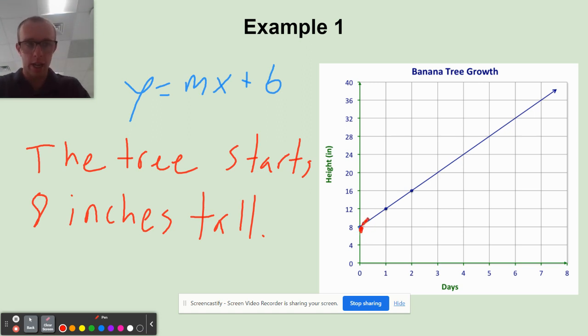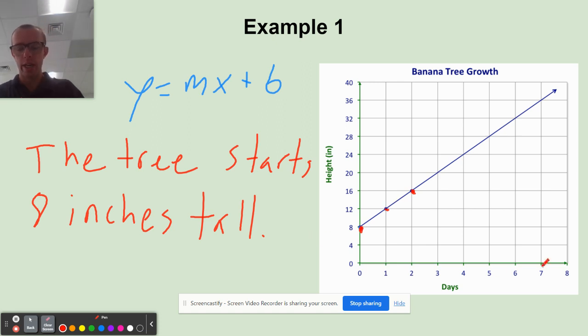Now, that's the beginning. The other thing I need to know is the rate of change, the constant rate of change. So how much is it changing by? Well, let's look at our next point on the graph right here. After 1 day, it is now 12 inches tall. So how much did it grow from 8 to 12? It grew 4 inches, right? And it grows 4 inches each time. If I look on the second day, it goes from 12 to 16. So that means that it also grew 4 inches.